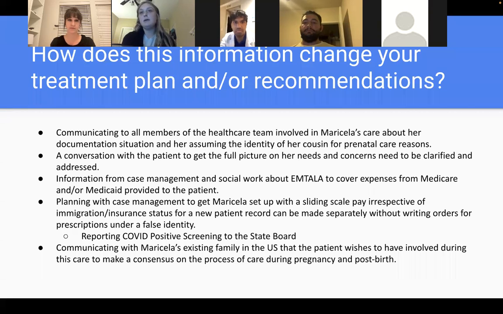the patient. Planning with case management to get Maricela set up with the sliding scale pay, irrespective of immigration insurance status. Her new patient record can be made separately without writing orders for prescriptions under a false identity. Reporting COVID positive screening to the state board. Communicating with Maricela's existing family in the U.S. that the patient wishes to have involved during this care to make a consensus on the process of care during pregnancy and post-birth.